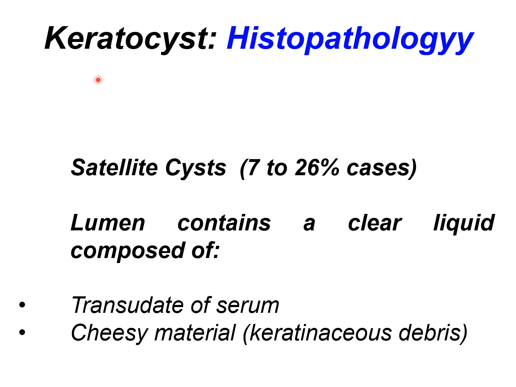Other histopathological features of keratosis include presence of satellite cysts or daughter cysts, which may be present in the connective tissue wall, and the lumen may contain a clear liquid composed of transudate of serum or a cheesy material, which is basically keratinaceous debris from shedding epithelial cells into the lumen.